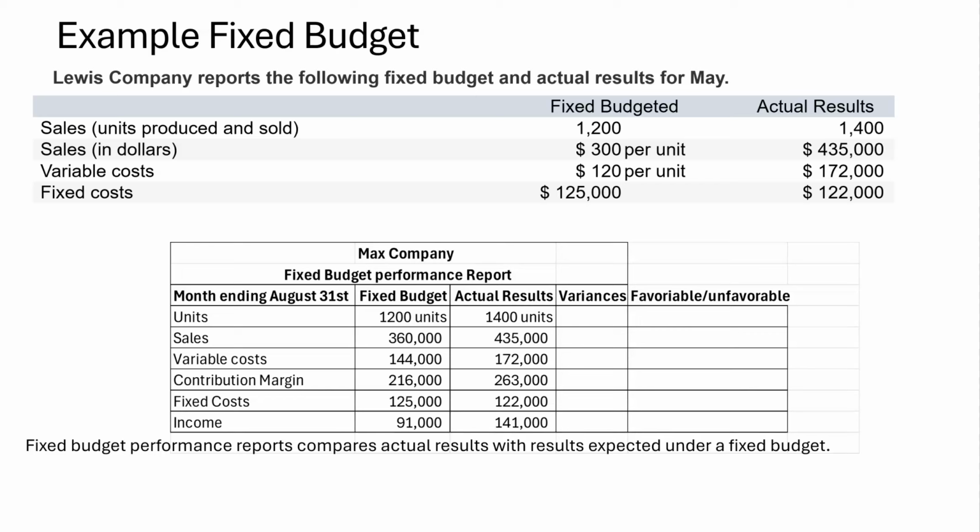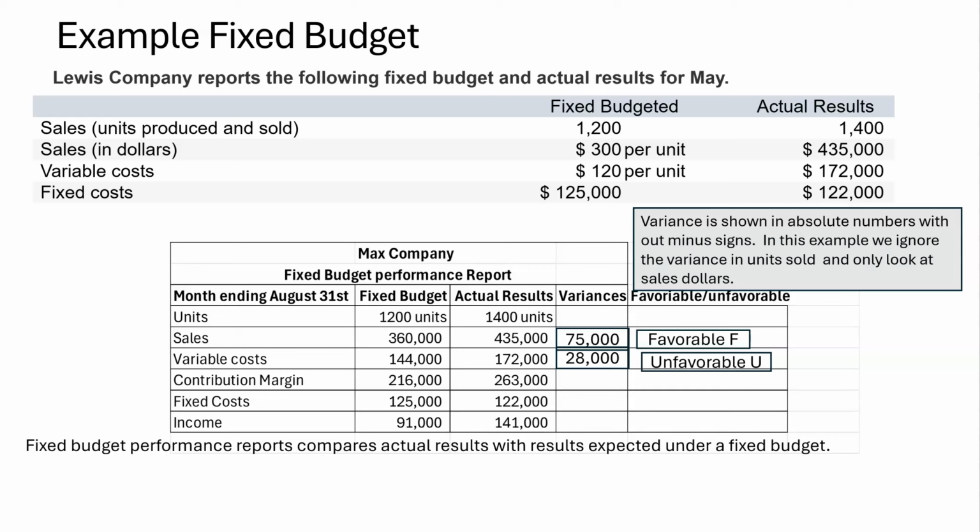So here is our example. We have a fixed budget, and what we budgeted was 1,200 units, but actual results are 1,400 units. So if we only compare this based on the fixed budget, we're going to ignore the units and just look at the sales dollars. The sales variance is favorable because we sold more than we thought we were going to. Our variable costs are unfavorable because they're higher than we expected.